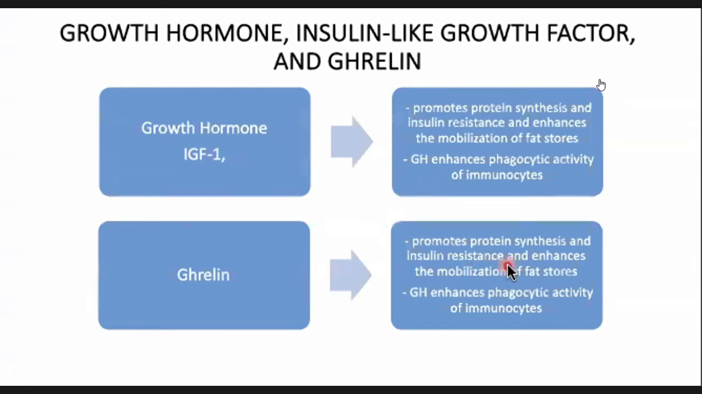Then ghrelin promotes protein synthesis and insulin resistance and also enhances the mobilization of fat stores. High ghrelin levels in inflammatory states were a positive predictor of intensive care unit survival in septic patients. So ghrelin is, I think, released by the epsilon cells of your pancreas.